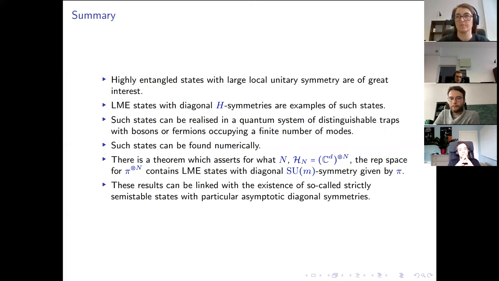There is this main theorem, which tells you for what powers the rep space contains LME states with the diagonal SU(N) symmetry given by pi. And these results can be linked with the existence of so-called strictly semi-stable states with particular asymptotic diagonal symmetries, in the sense that they can be asymptotically transformed to a state with particular large diagonal symmetry. And that's it. So thank you very much.